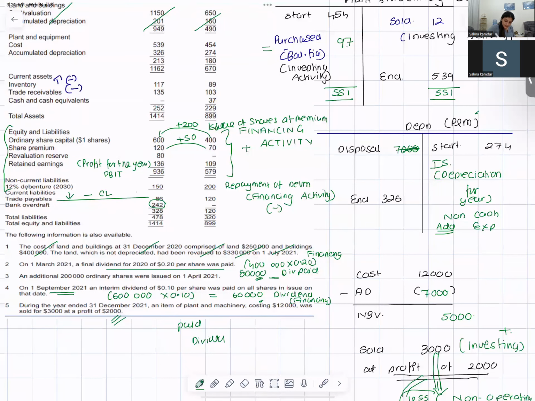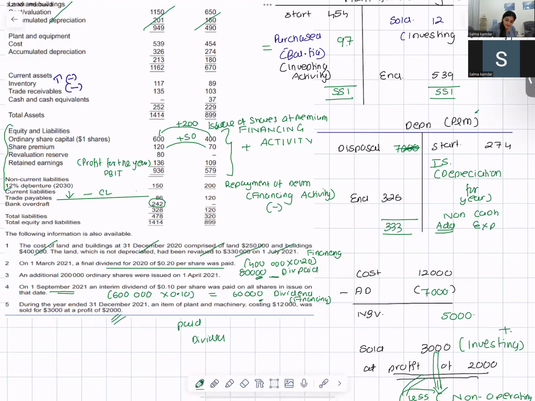I have plant and machinery at the start as 274, plant and machinery at the end as 326. I have disposed the plant and machinery worth 7. So I have the depreciation on plant and machinery 326 plus 7, so this is 333. From this 333, I would deduct the 274. I will get the depreciation of the plant and machinery 59.